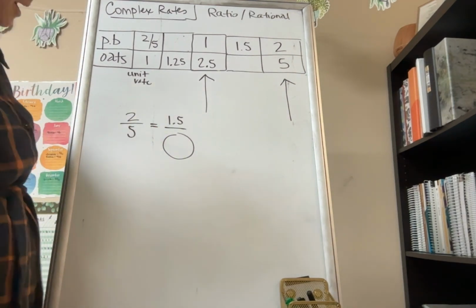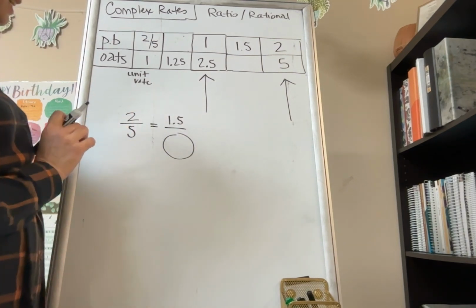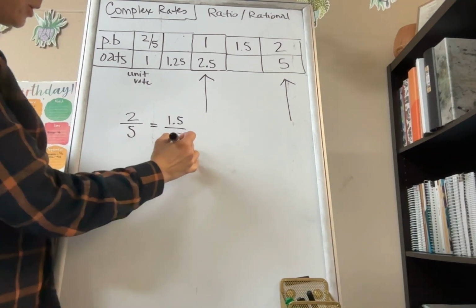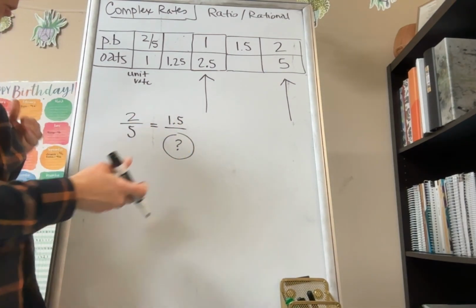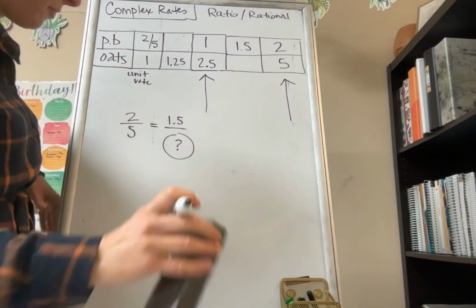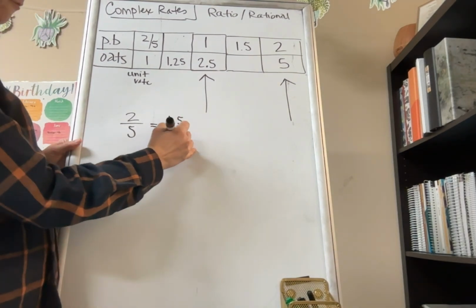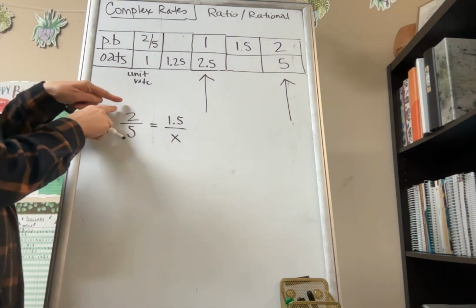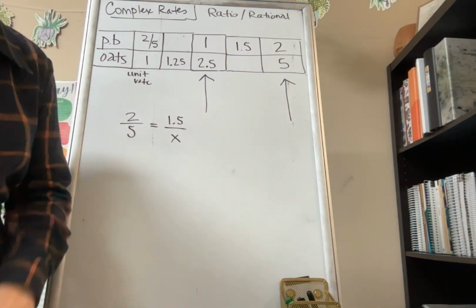Well, I've divided it by something because 1.5 is smaller than 2. But let's think about it this way. Let's put a question mark here for our unknown, or you might want to put an X or an N. I think I'm actually going to put an X there. This is the piece I'm looking for right now. And then when I have a fraction equal to another fraction, that's called a proportion.